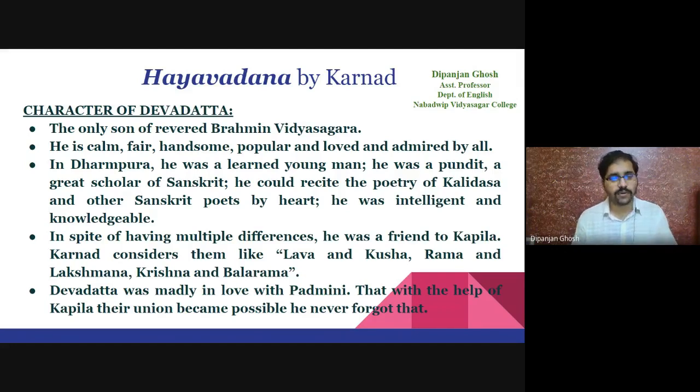as I discussed in our previous lecture on the existential crisis and existentialism in Hayavadana. What I'm trying to suggest here is that so far as the typical Indian Hindu society is concerned, the classes were divided into four major sections: number one, Brahmin; number two, Kshatriya; number three, Vaishya; and number four, Shudra. So ultimately, it is a kind of pyramidal structure that has to be taken into consideration in a particular society.